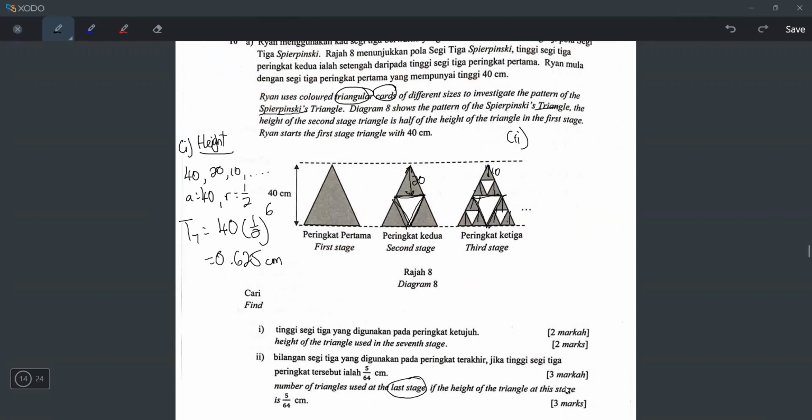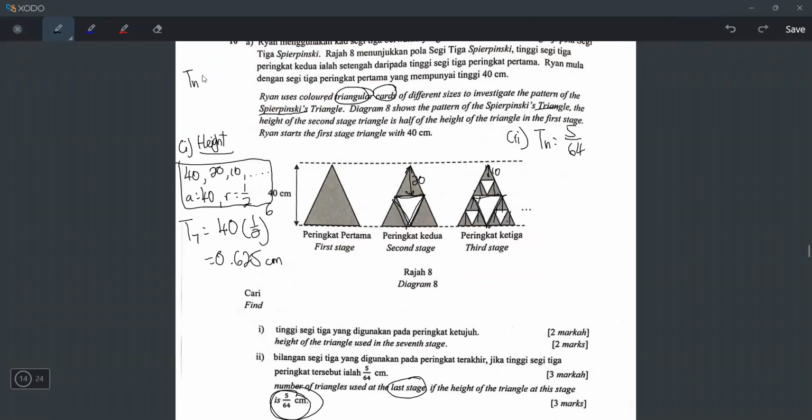If the height of the triangle at the last stage is 5 over 64, it means I'm still using this same progression, but they say that the height of the triangle for the last stage is 5 over 64. It means 40 becomes 20, which is divide by 2. So divide by 2, divide by 2, divide by 2, and eventually it will reach 5 over 64. So what I will do is write Tn equals 5 over 64, and I will try to find n first.